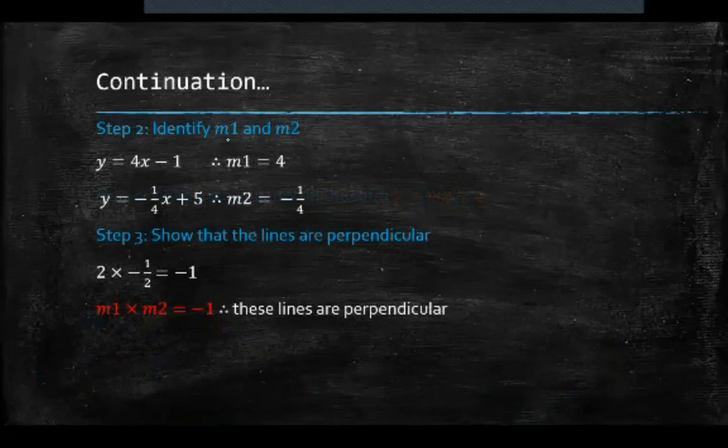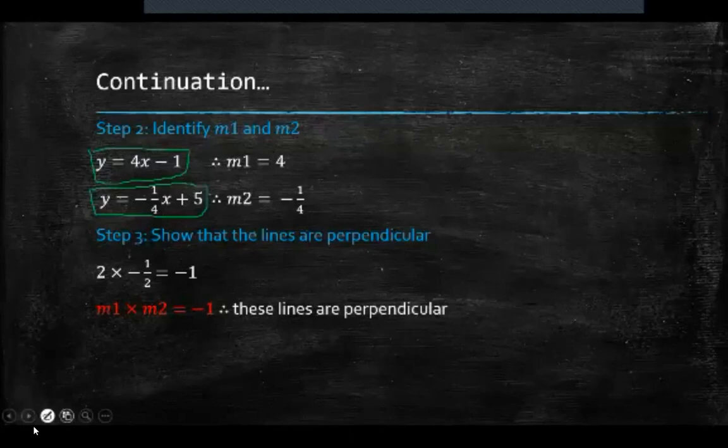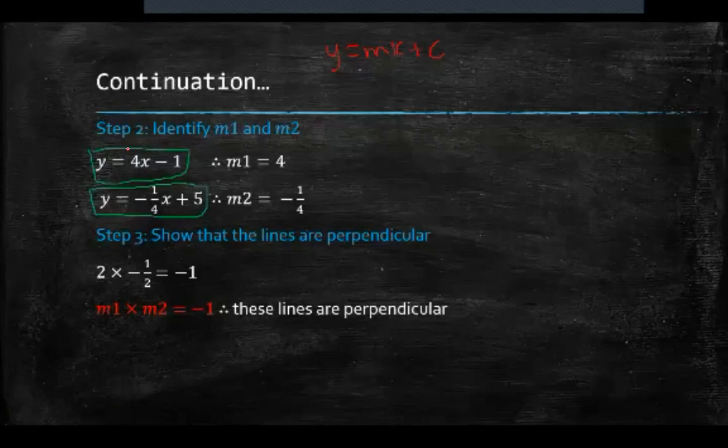Second step, identify M1 and M2. So these are the two equations we just got in the form y is equal to mx plus c. And what you do now, you just look at them. So let me just write the general equation again. Y is equal to mx plus c. Just look at these equations and identify m.